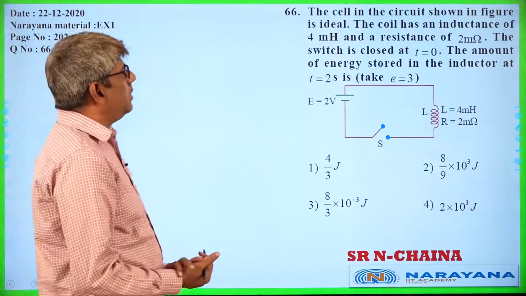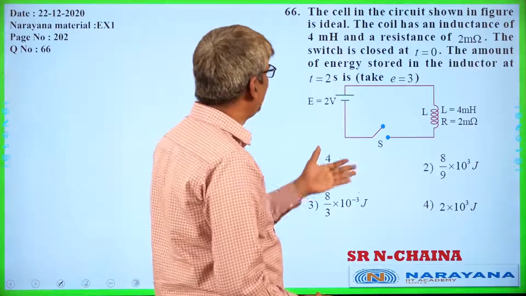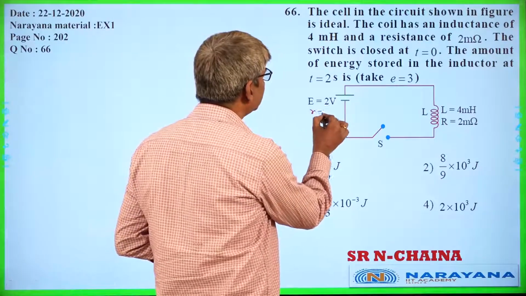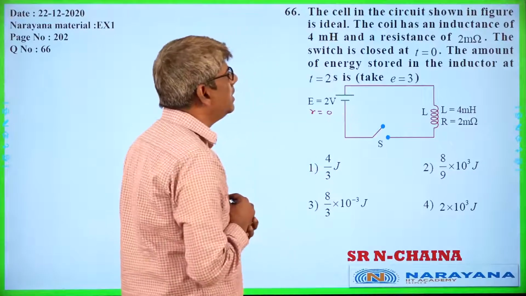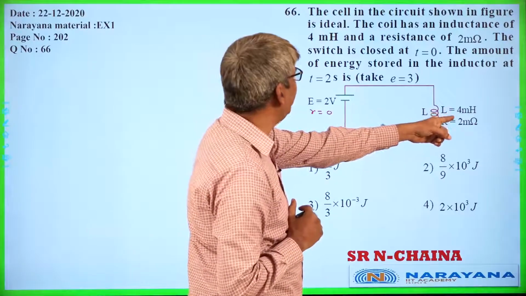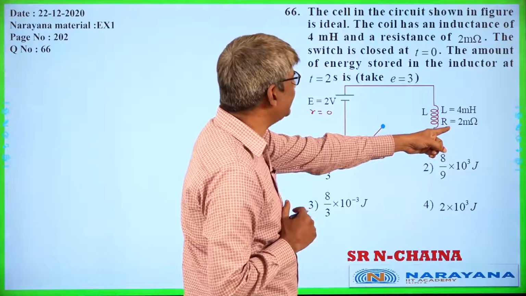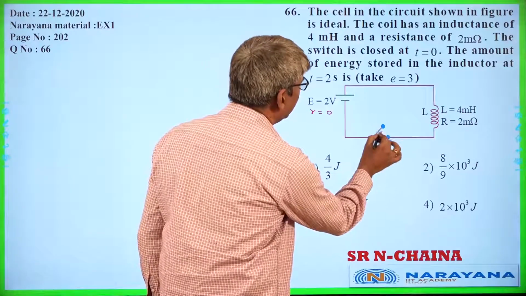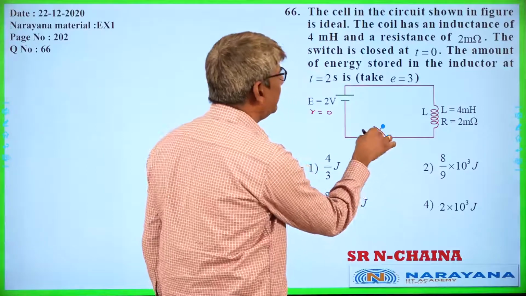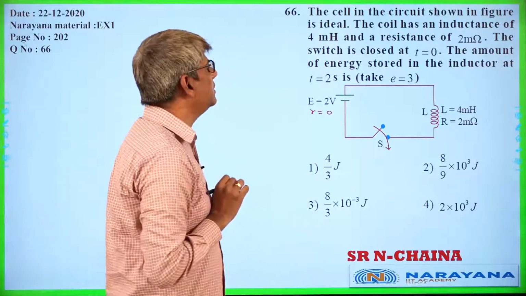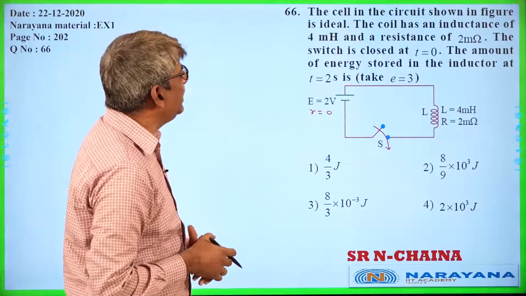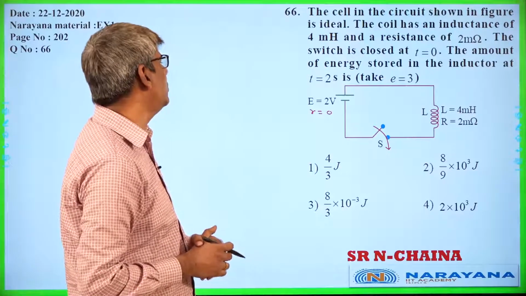Next, the cell in the circuit shown is ideal. This cell is ideal, which means its internal resistance is 0. The coil has an inductance of 4 millihenries and a resistance of 2 milliohms. The switch is closed at t equal to 0. Now it asks us to calculate the amount of energy stored in the inductor at t is equal to 2 seconds.